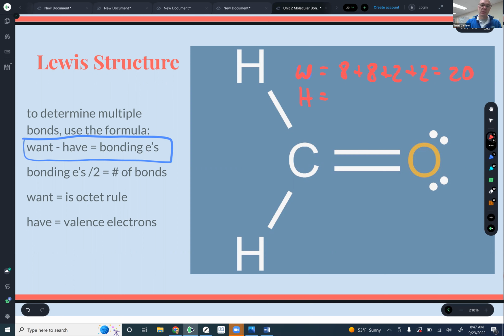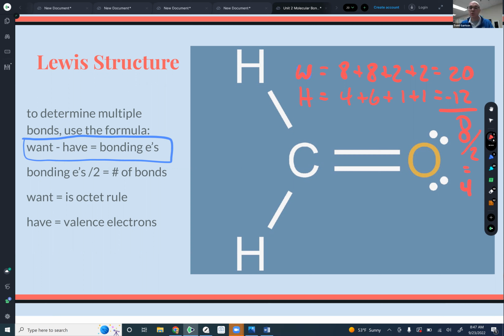Now the have in the formula is the valence electrons. Carbon has 4 valence electrons, oxygen has 6 valence electrons, and the hydrogens each have 1. If I subtract those two values, it gives me 8. That's the number of electrons that are in the bonds, but that doesn't tell me how many bonds. So I divide by 2 because each bond has 2 electrons. And that tells me that there are 4 bonds.